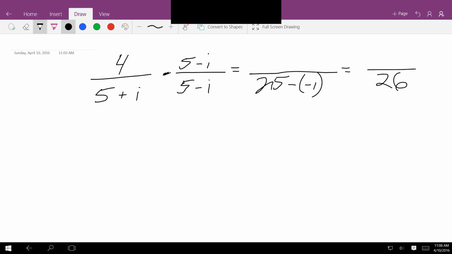Now, what's my numerator? 20 minus 4i. And there's my answer to that division problem. Again, we never did any division. We did just multiplication. And that's the way you handle it. And it would not have mattered if I had, say, a plus 2i in the numerator. I'm going to do the same thing. I'm going to make the denominator real.